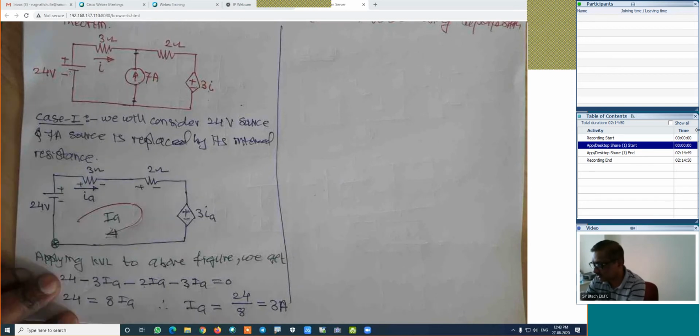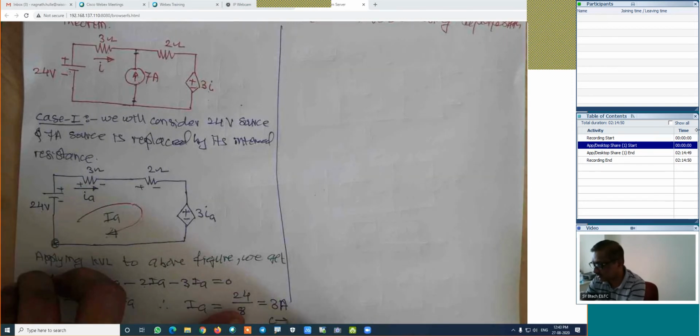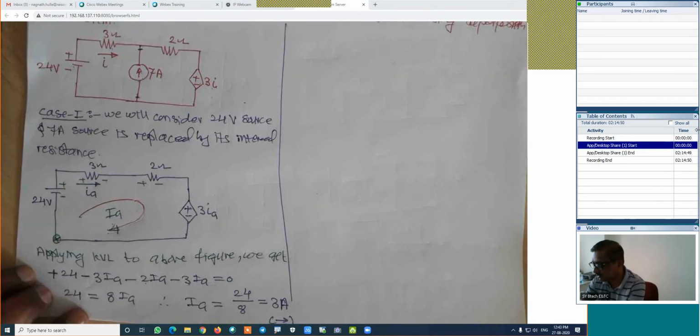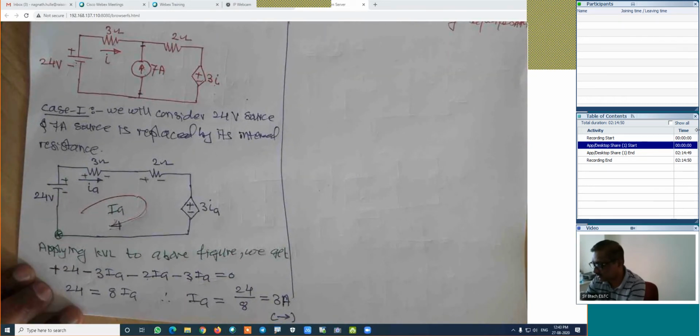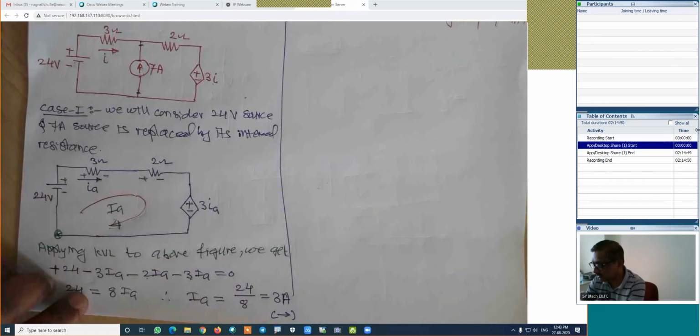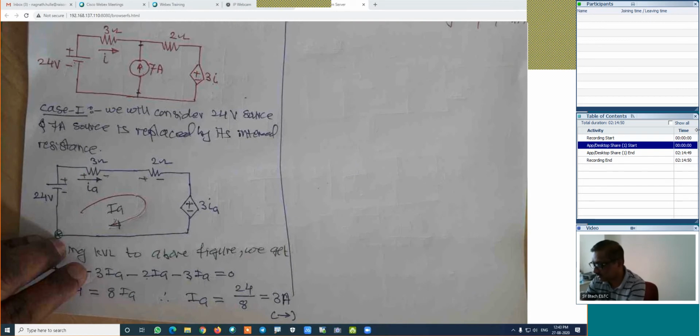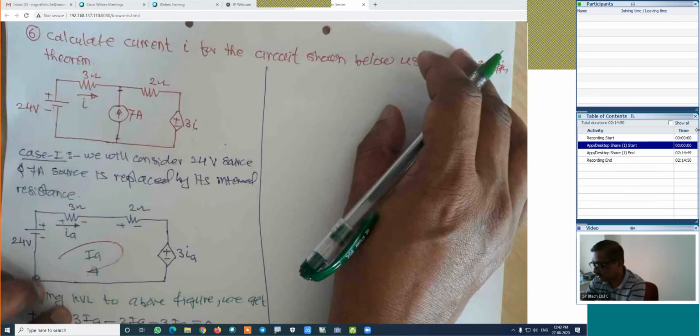Generally in this method there is no need to think about the direction, because whenever the direction is opposite, the sign will automatically come out negative, because we are applying the KVL. Is it right? This is 3. It is forward. Now we will consider the case 2.